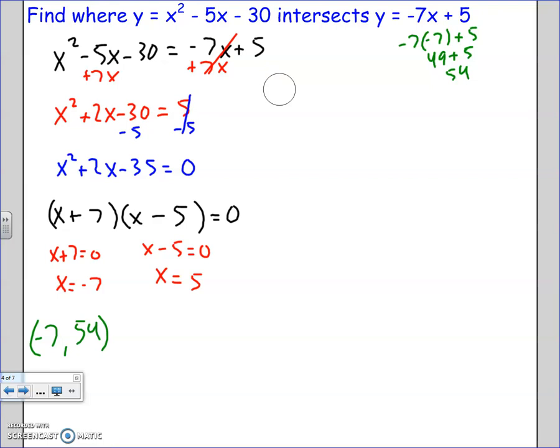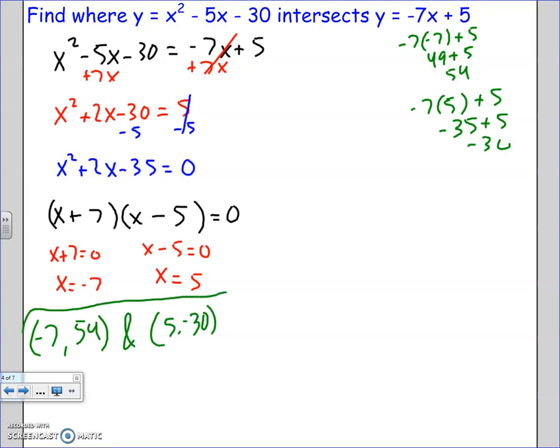Then for the second one, I'm going to plug in 5. So y equals negative 7 times 5 plus 5. Negative 35 plus 5, that's negative 30. That's my second answer: positive 5 comma negative 30. So this one has two solutions. If I graph them, they would cross twice at those 2 points.